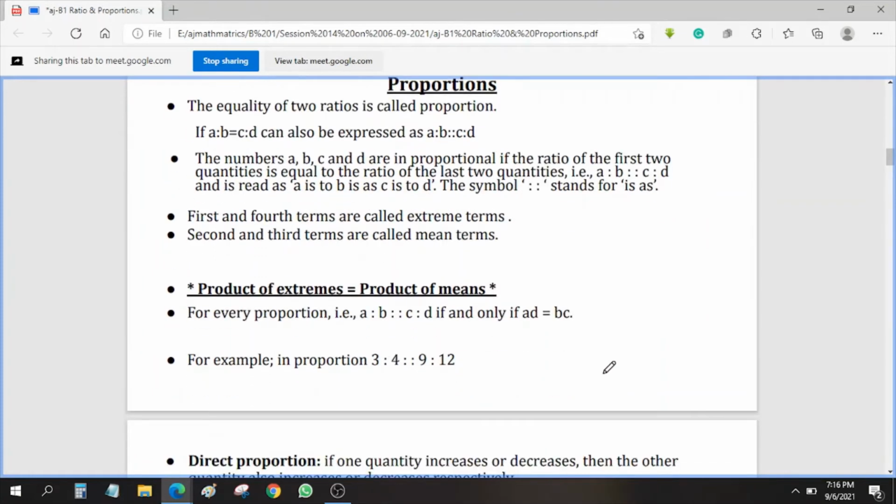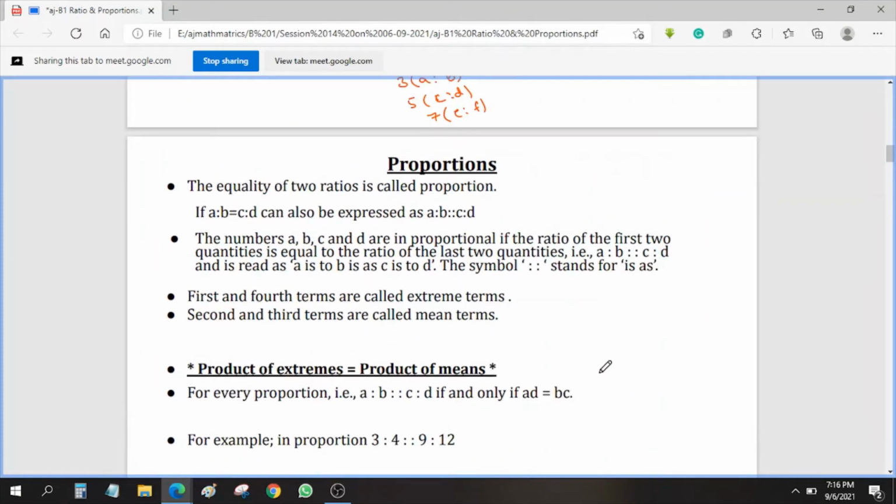Now, when it comes to proportion, so far we discussed the ratios. See this point: the equality of two ratios. So far we discussed only one ratio, and if we have two ratios that are equal, we call it a proportion. A is to B equals C is to D is also expressed as A:B::C:D. Be clear, these two dots we call is to, and these four dots we call is as.